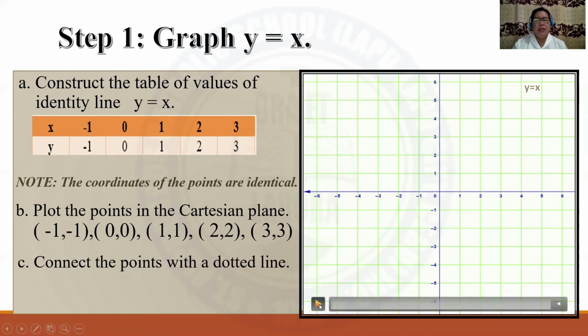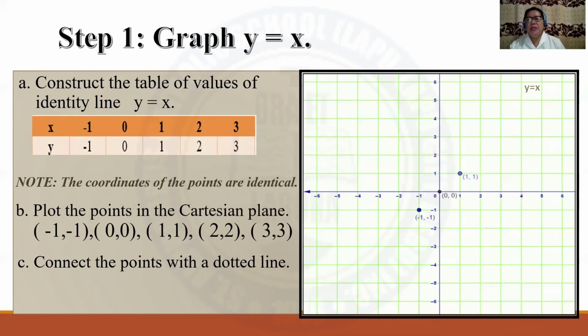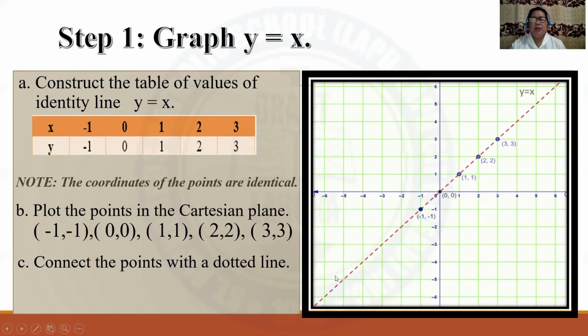So, let us plot the points now. You have there negative 1, negative 1, the point with 0, 0, the point with coordinates 1, 1, 2, 2, and 3, 3. And then connect with a dotted line. So this is our identity line, y is equal to x. And you have to see to it that you label the points with its coordinates.